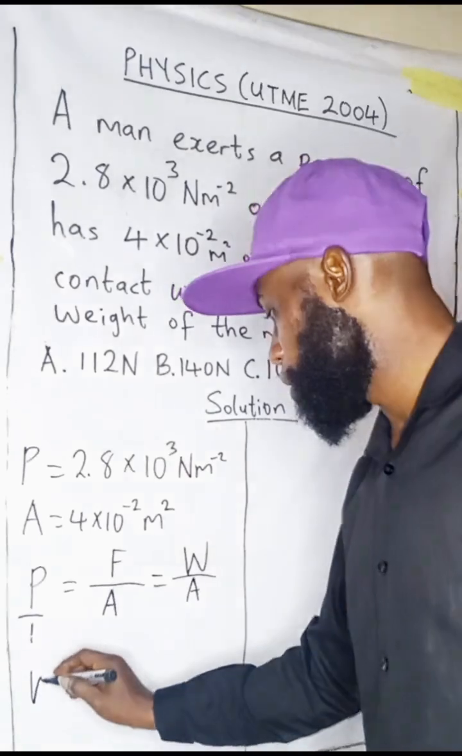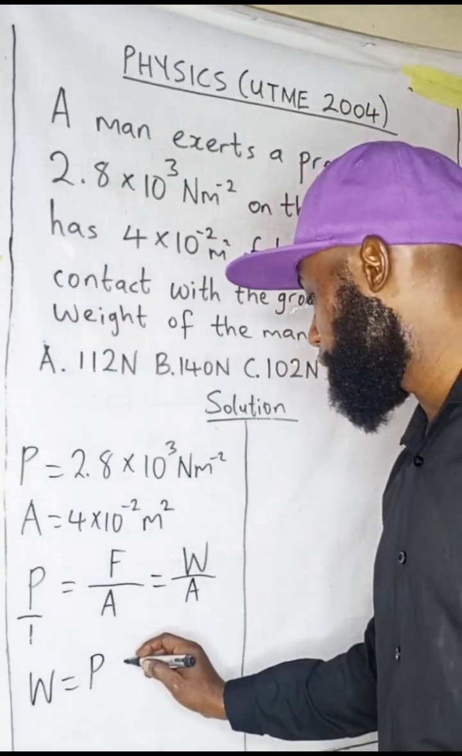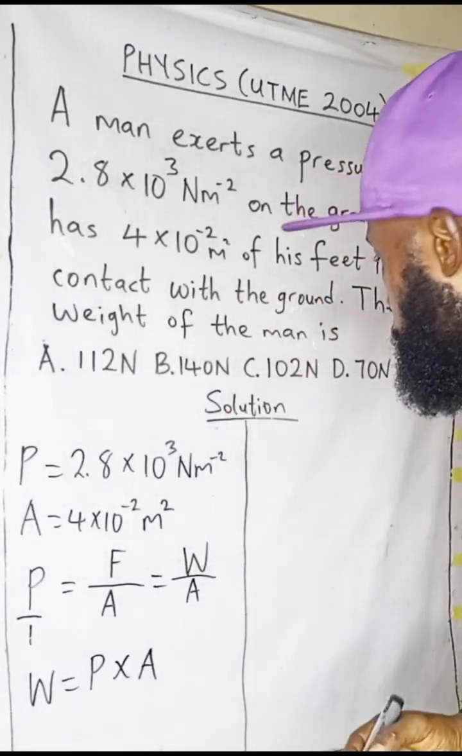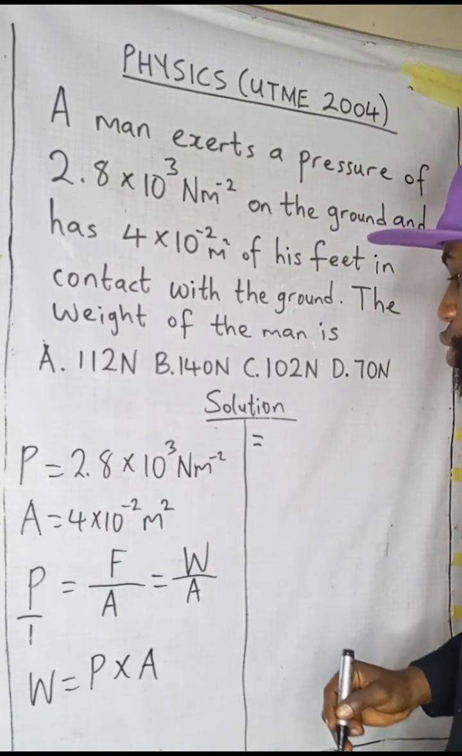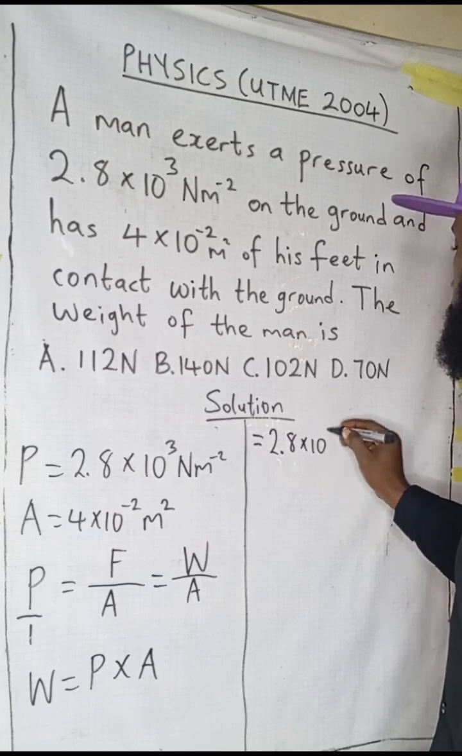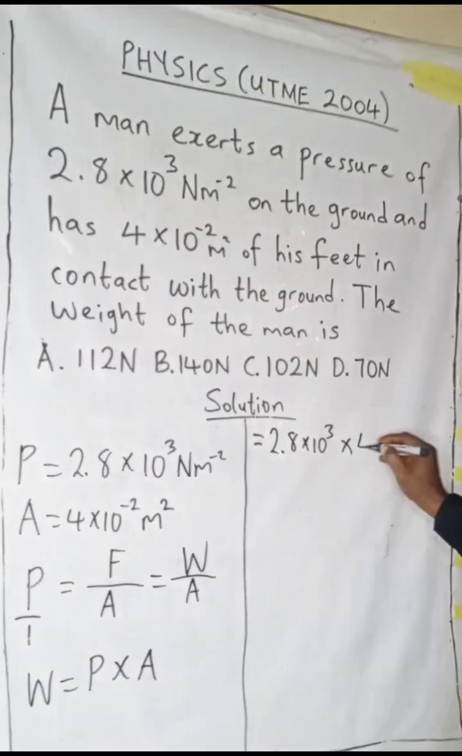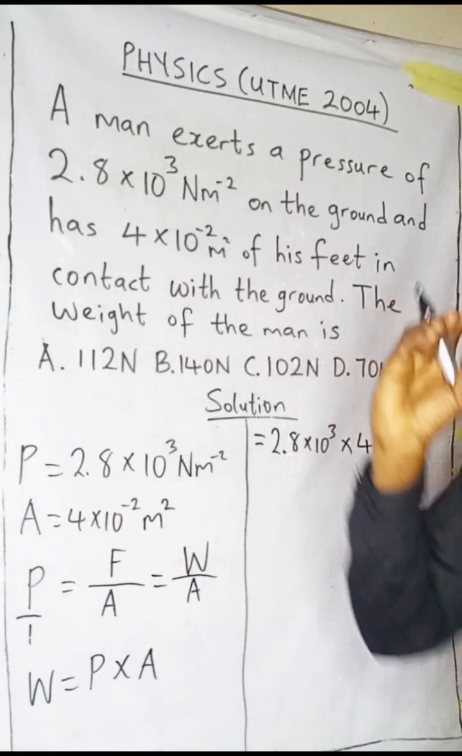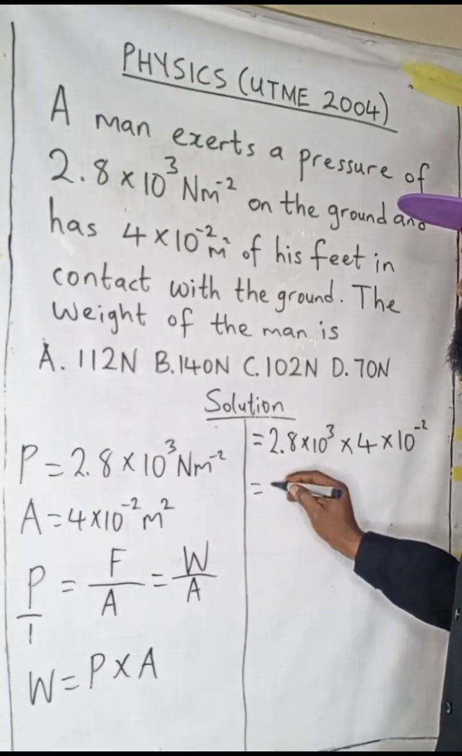So the weight of the man will be equal to the pressure that the man exerts on the ground times the area his feet covered when he exerted that pressure. And that will be equal to what we have here, right? So the weight will be equal to 2.8 times 10 power 3 multiplied by the area 4 times 10 to the power minus 2. Now I want to change 2.8 to a whole number, right? And that will be 28.